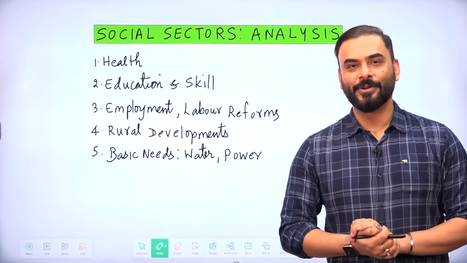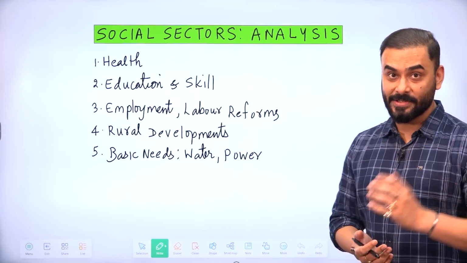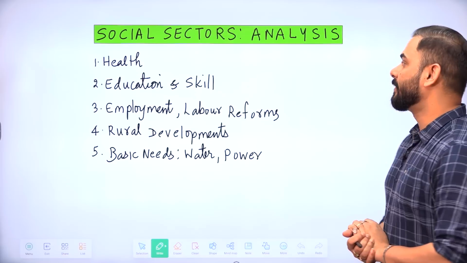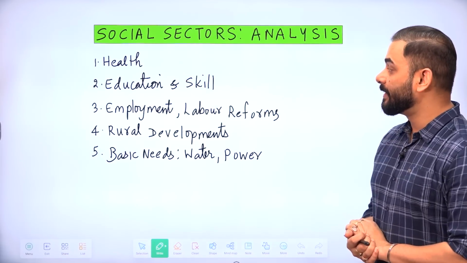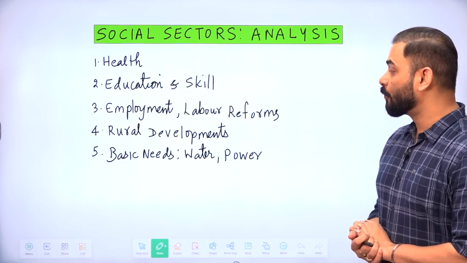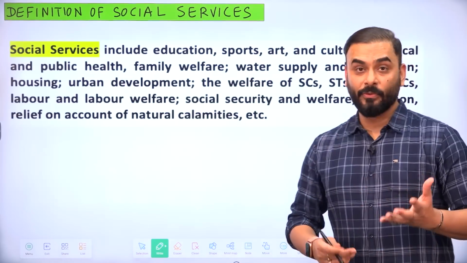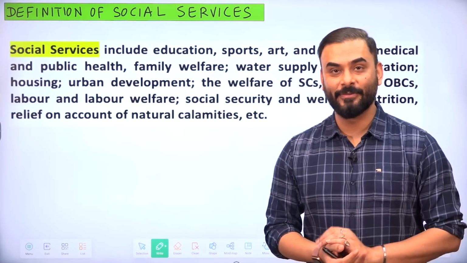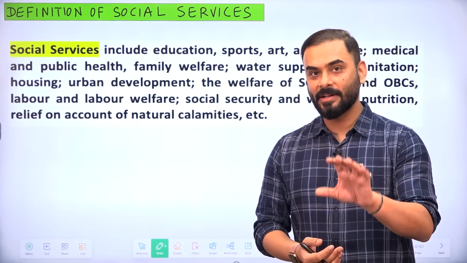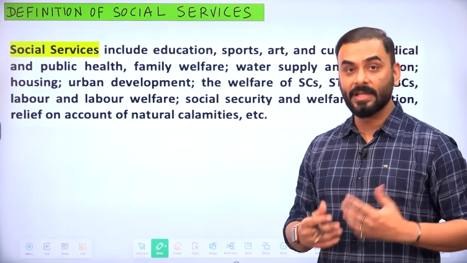Now let us look into various types of social sectors in India that is given in the economic survey. So we'll look at health, education and skill, employment, labor reforms, rural development, basic needs. We'll focus on water and power. But before we look at the developments in the field of health and education, we must look at the definition of social sector or social services.